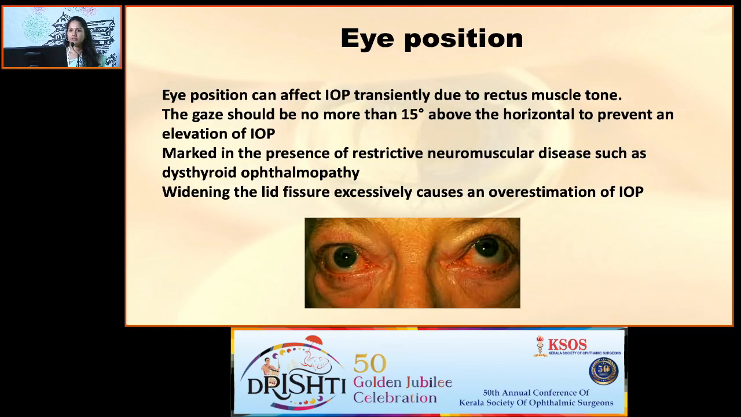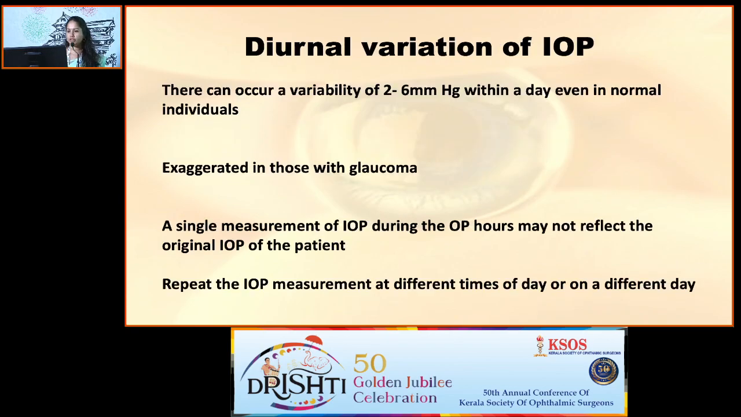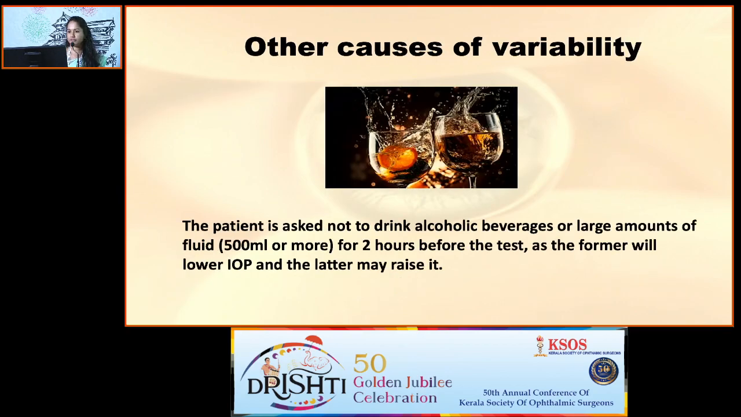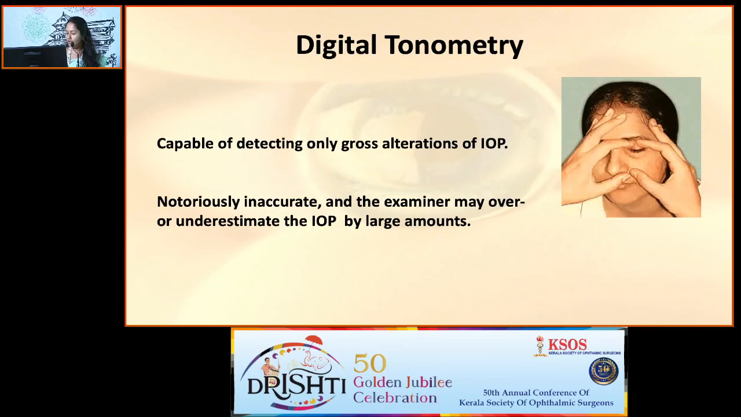And eye position: if the gaze goes more than 15 degrees from normal, that can cause an increase in IOP, more in restrictive myopathies. Repeated measurements can reduce the IOP, so it is better to do gonioscopy after measuring the IOP. Diurnal variation is very important. In people who have glaucoma, it may go more than 8 millimeters, so a single measurement may not suffice. Other causes of variability include fluid intake, and regularly calibrate your instrument.